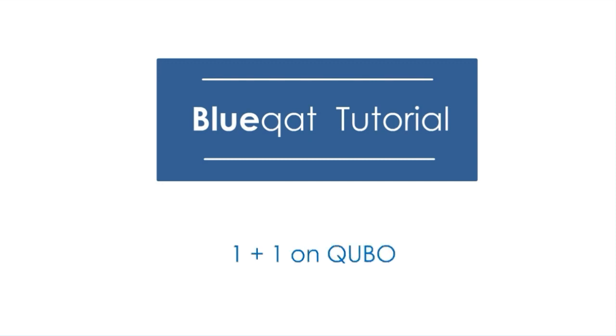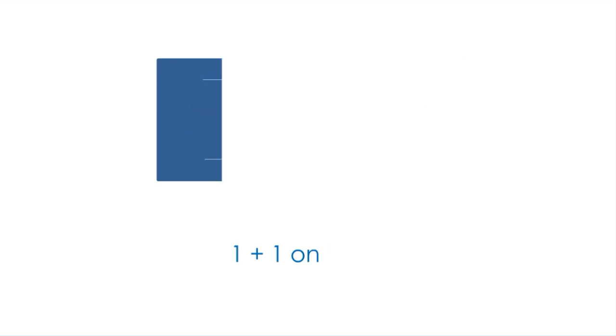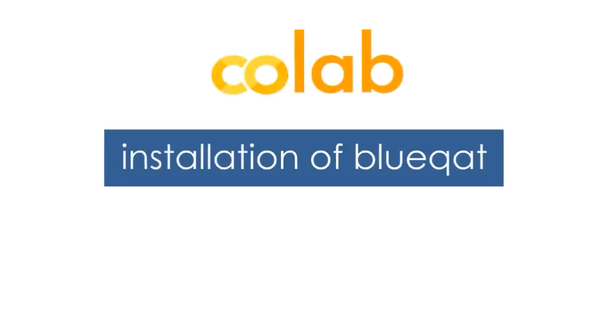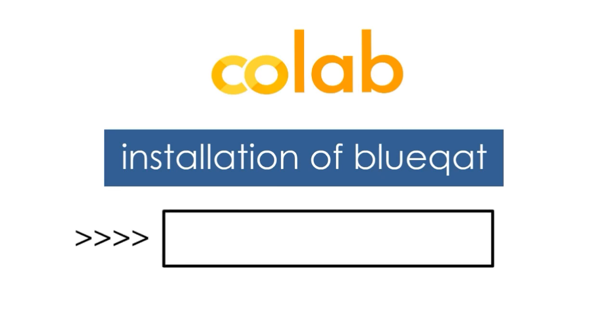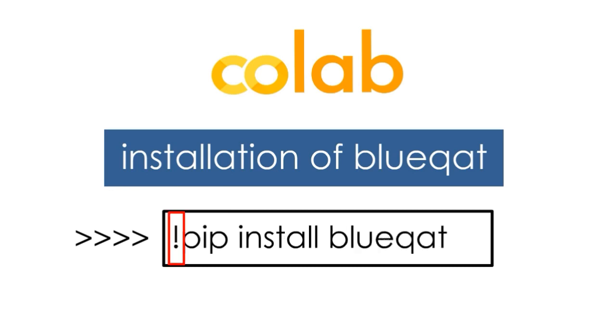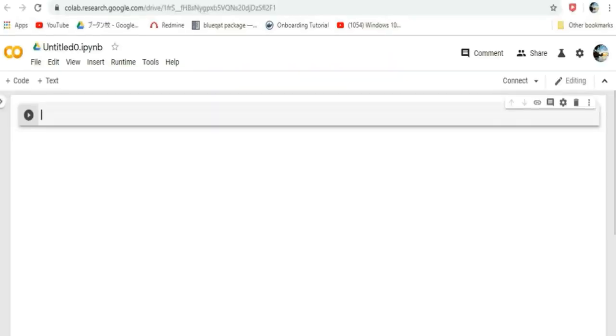In this video, we will be learning on solving 1 plus 1 on quadratic unconstrained binary optimization. We will be doing the coding in Google Colab. Like we did in the previous video, we will be starting with installation of Blueqat. Type the code !pip install Blueqat in order to install Blueqat.